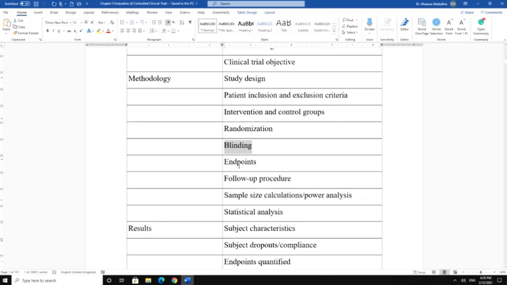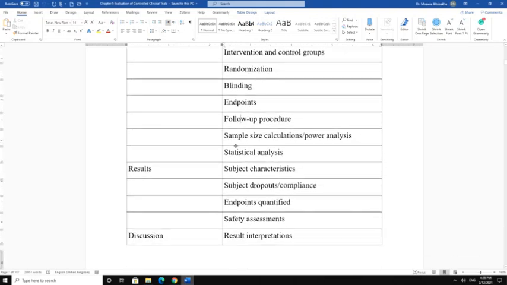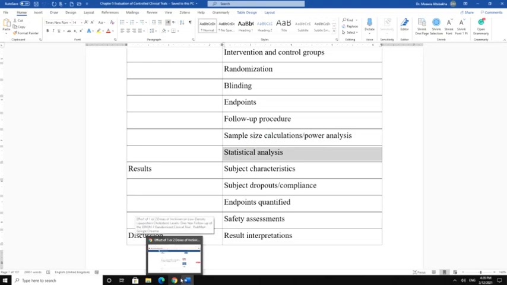Then the endpoints should be given along with how they are going to measure them. What is the endpoint they want to measure and how will they measure it? Then they should talk about the follow-up procedure: how frequently they will follow up with the subjects and for how long. Then they should talk about how they calculated the sample size and provide a power analysis, what is the power of the study. Then they should talk about the statistical analysis of the data they will obtain, how they are going to analyze it.